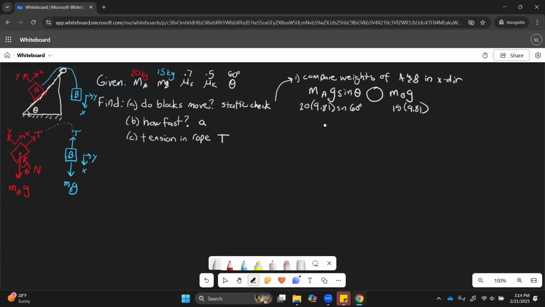Put these into a calculator. We get 127.3 on this side, and we get 147 on this side. So the weight of B pulling down is greater than the component of A's weight along the plane. So B is heavy enough that A would try to move up and B would try to move down, which means that friction, opposing that motion, is going to point down the plane.